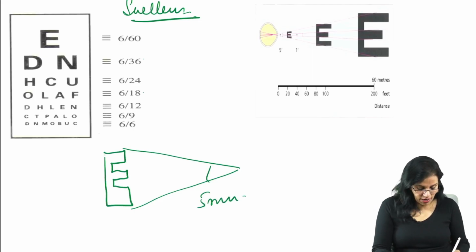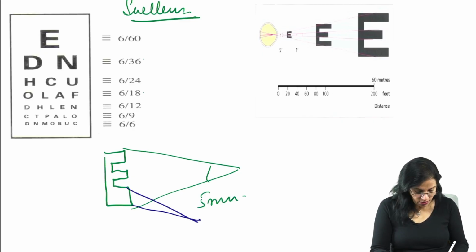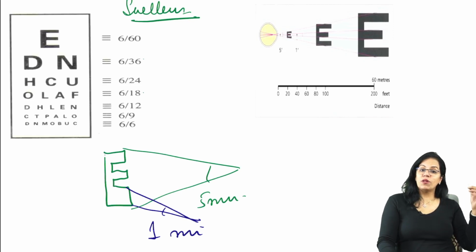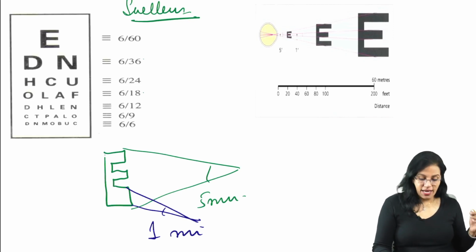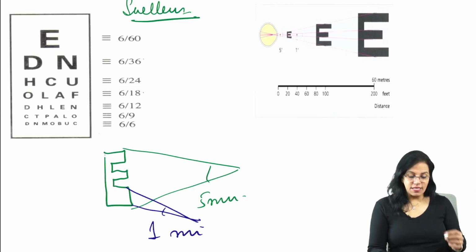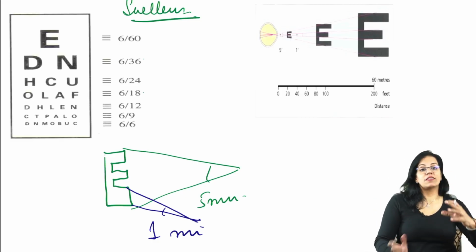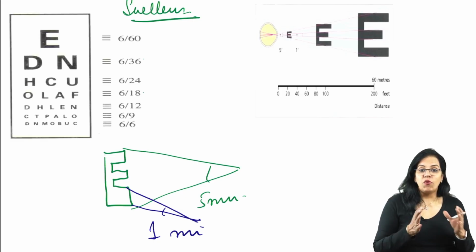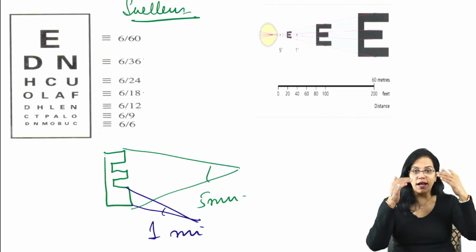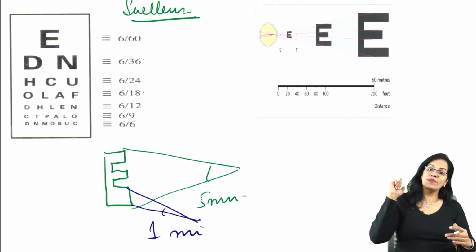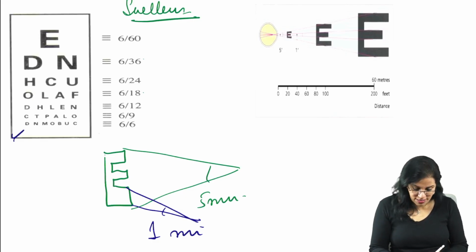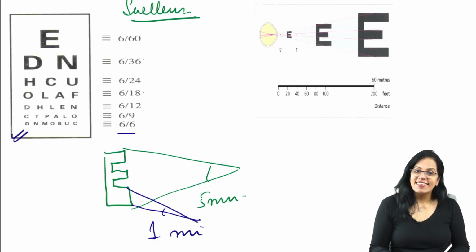Okay, and the margin of the letter subtends an angle of 1 minute. Where is this angle? At the nodal point of the patient's eye. Then you have to think, how can the smallest letter and the largest letter subtend the same angle? What is different is the distance. The largest letter subtends this at 60-meter distance, but the smallest letter subtends it at 6-meter distance. I hope you are clear.